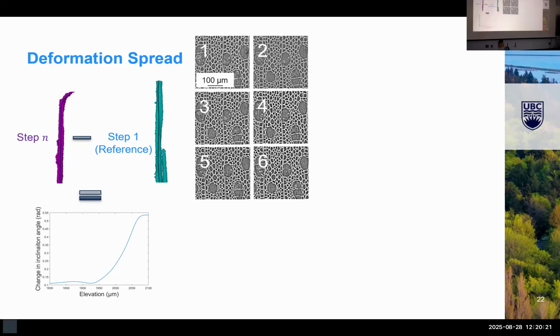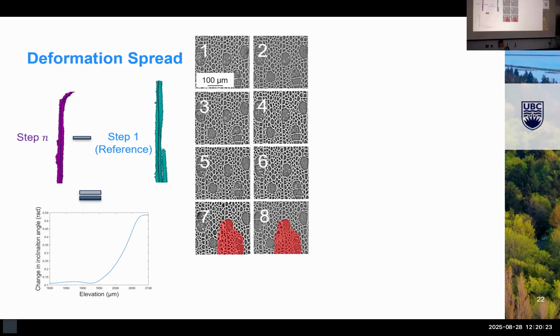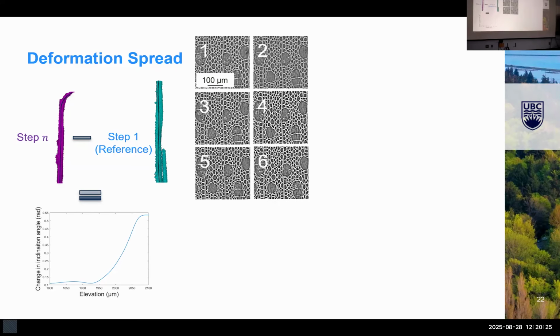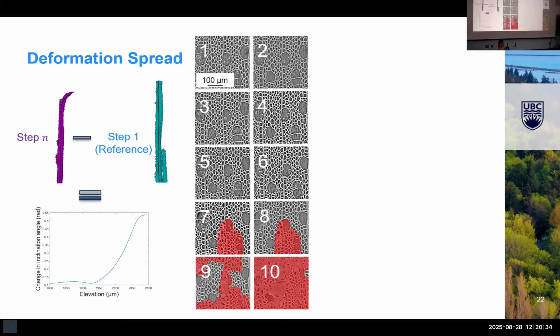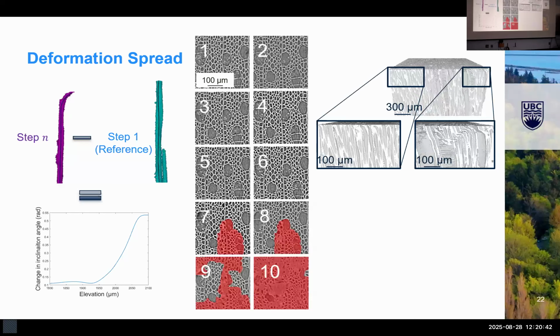Then we can apply this classification over a wider field of view. In this case, we see no buckling from step 1 to 6. On steps 7 and 8, this red colored region here indicates that those fibers have begun to buckle. Then it spreads on the 9th step, and on the 10th step, this whole field of view is deformed.